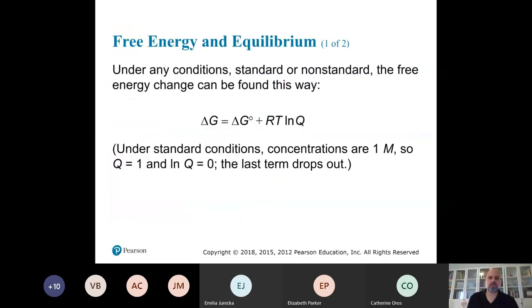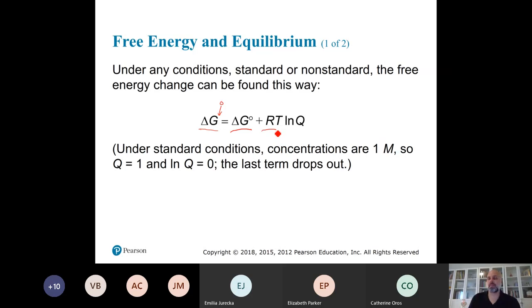Right. Let's continue on with free energy and equilibrium. Under any conditions, standard or non-standard, the free energy change can be found in this way, where we're talking about the free energy of a system at any condition. Now if we move away from standard conditions to non-standard conditions, we're going to have a delta G. We no longer have the naught because it's not standard, so there's no little naught symbol here.